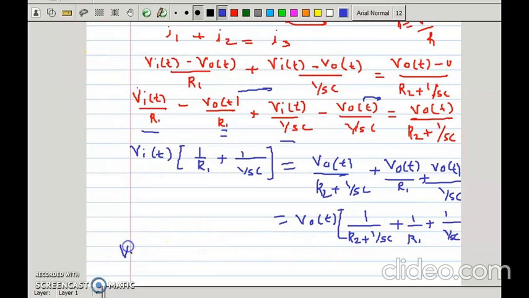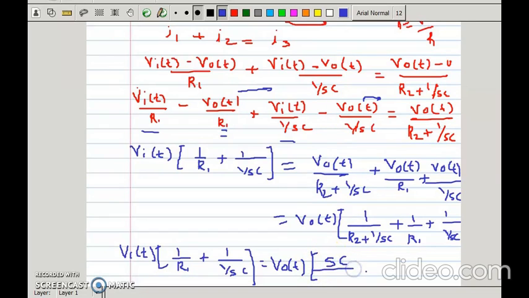So this term is as it is. We have Vi(t) as it is, with 1/R1 plus 1/SC inside the bracket. Vo(t) as it is, with the remaining terms inside the bracket. Let's do cross multiplication, so it becomes SC upon R2 plus. When we take cross multiplication, it is as it is only. Let's take all the calculation on the next page.